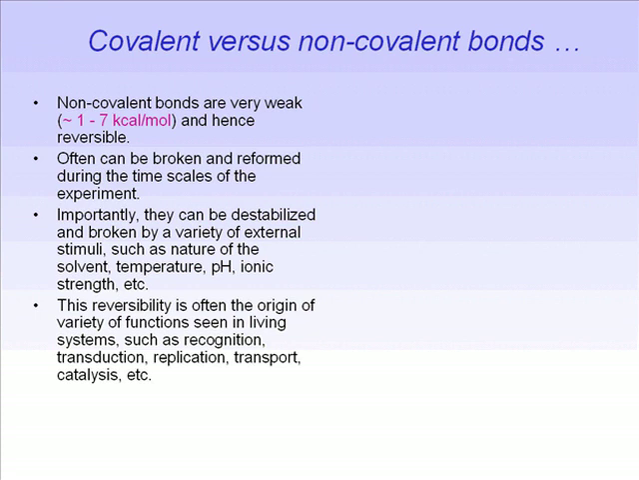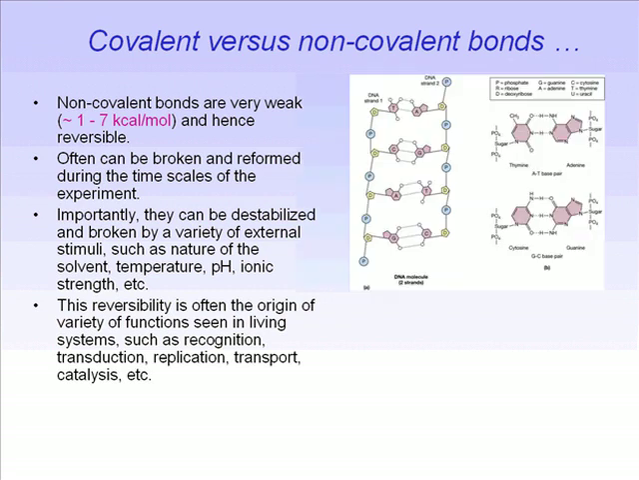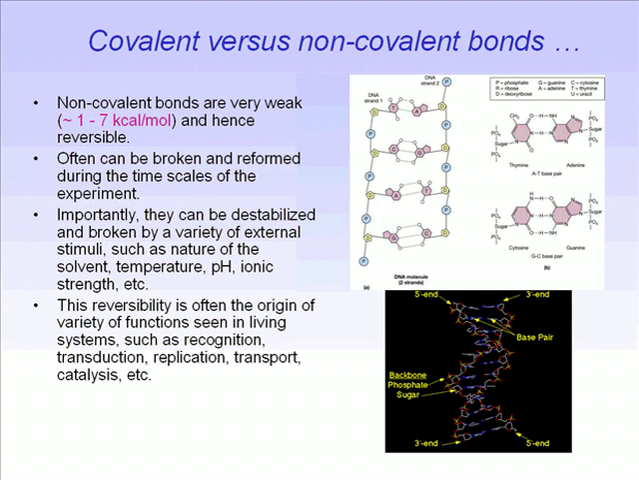Now, in comparison to covalent bonds, which are about 80 to 120 kilocalories per mole, non-covalent interactions are weak, as I mentioned, 1 to 7 kilocalories per mole, and often these are made, formed, and broken during the time scale of the experiment itself. Very importantly, these interactions can also be destabilized by external stimuli in the system, such as pH, temperature, and so on. And the reversibility of these interactions is often crucial to the kinds of functions that we observe in biology.